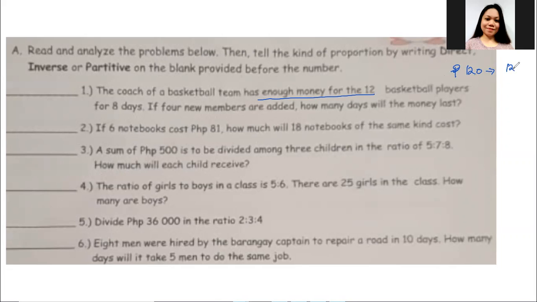But if you have more people, what will happen to the number of days? If you have more people, do you think the money will last longer or shorter? Obviously, this one right here is an opposite thing. So this is inverse because the more people to share the money, the fewer days for the money to last.